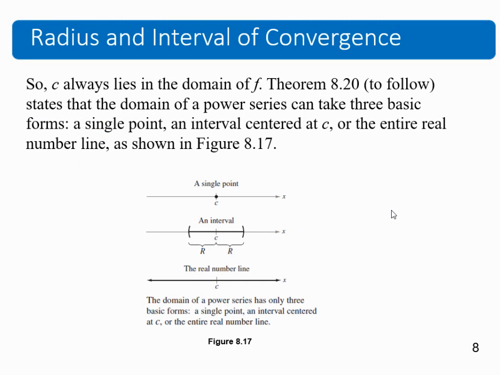So now you have 3 ways at which the function of your power series can converge. The first one is that it can converge at a single point, just at this point C, and nowhere else. Another is this interval that it can converge on, and this is a radius, capital R for radius of convergence. That's what that R stands for.